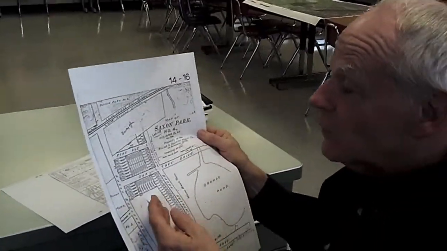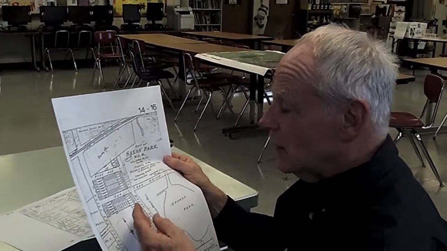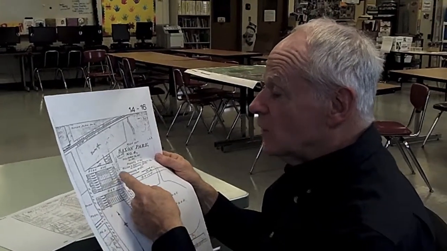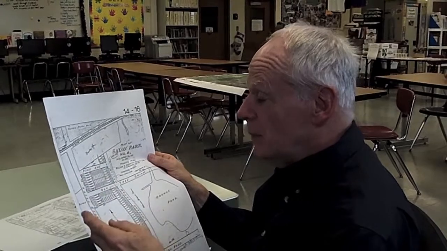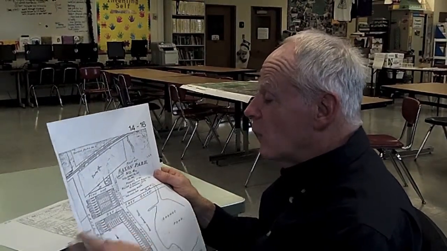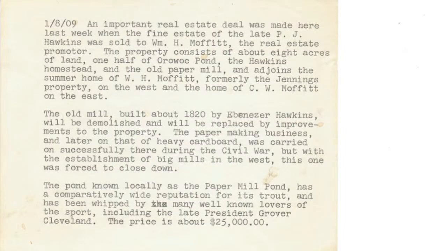property, they have to file a map with the county that basically subdivides the property in areas that can be buildable. This was subdivided by a William Moffett. This document reveals a major change that took place in 1909.